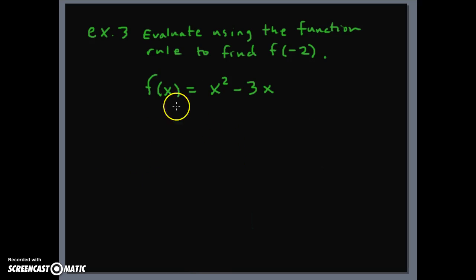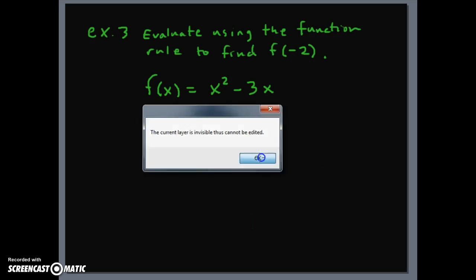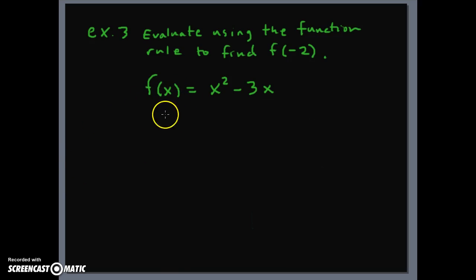Example number 3. Evaluate using the function rule to find f of negative 2. So we're going to put in, I thought I was going to go the distance with this one, but I didn't. I failed you guys, sorry. f of negative 2 equals, and now we're putting in our input every time we see an x. So in the previous two examples there was only one x that we put our input into. Here there's 2, so we're going to put it into both of these x's. So we've got negative 2 squared minus 3 times negative 2.